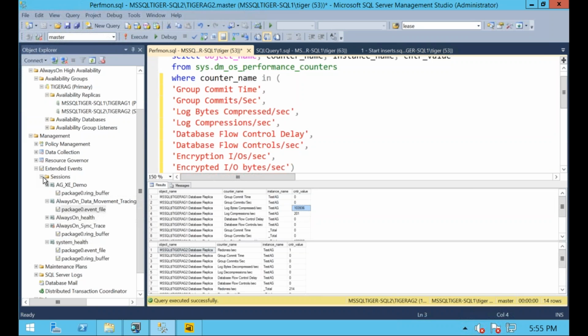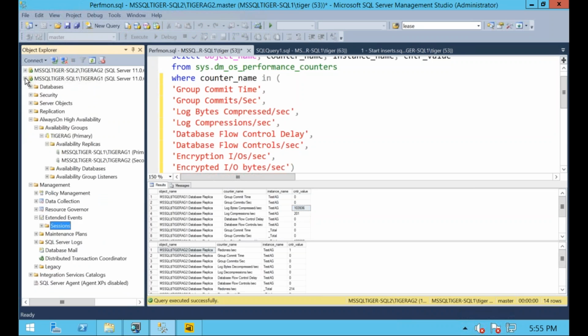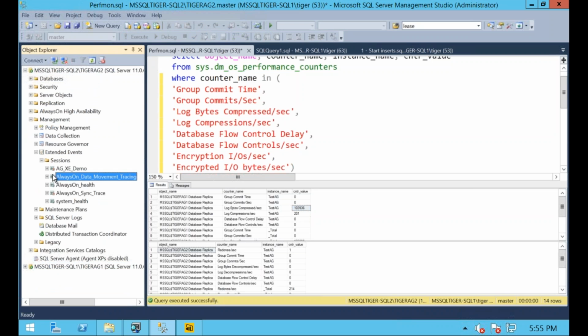And on your additional secondary replica, this is my secondary replica, I have an AlwaysOn data movement tracing extended event running there. You would need to create the same extended event trace on the additional secondary replica that you have.